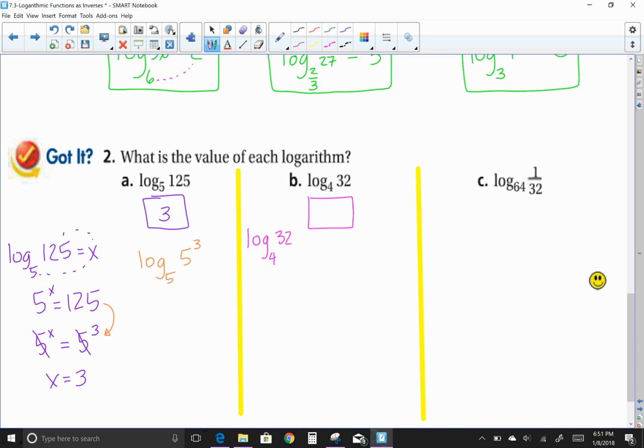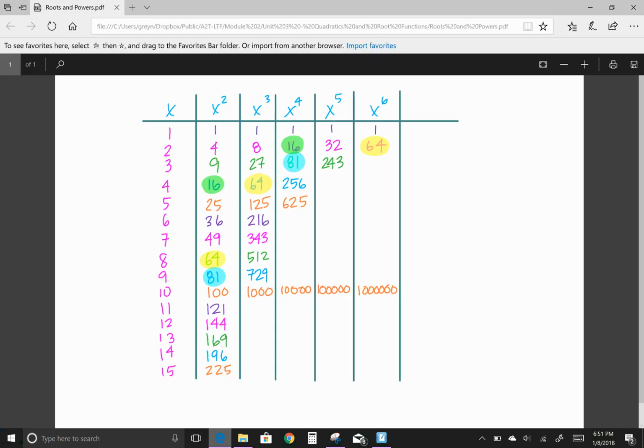Log base 4 of 32 equals x. So we do the little kick out, starting with 4. 4 to the x equals 32. Now, if you go back to your little chart here, you're going, oh dear, 32 is not in that list for powers of 4.